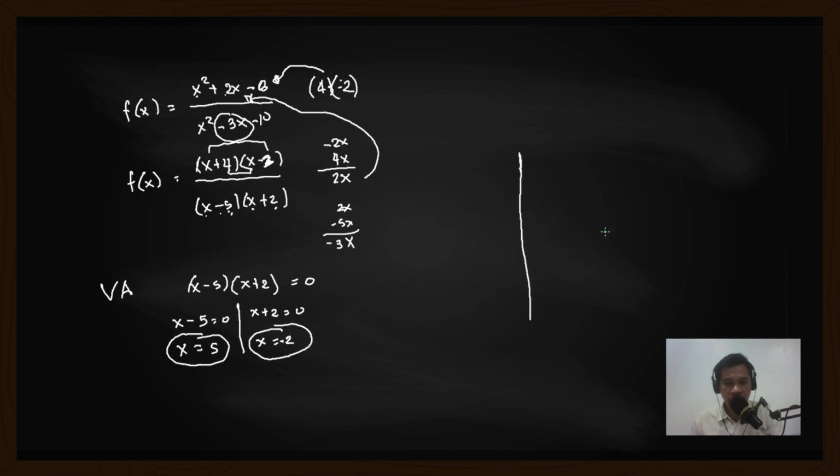Now, if we're going to illustrate that one in our Cartesian plane, so 1, 2, 3, 4, 5, 1, 2, 3, 4, 5. So negative 2 is here, and then positive 5. Okay, so at negative 2, we have a vertical asymptote, and at 5, we have a vertical asymptote. Okay, so this is the graph of our vertical asymptotes.